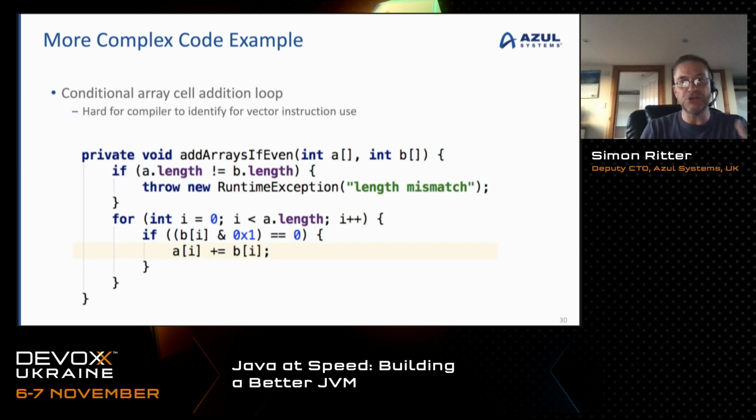However, if we make that code even just slightly more complicated and we add the idea of a conditional. So now we're adding 2 arrays, but only if one of them's even. Got a conditional, makes it a little bit more complicated. And a lot of compilers, when they're faced with that code, will not be able to recognize it as something that can have vector operations applied to it. So it won't be able to use single instruction multiple data to improve the efficiency of it.